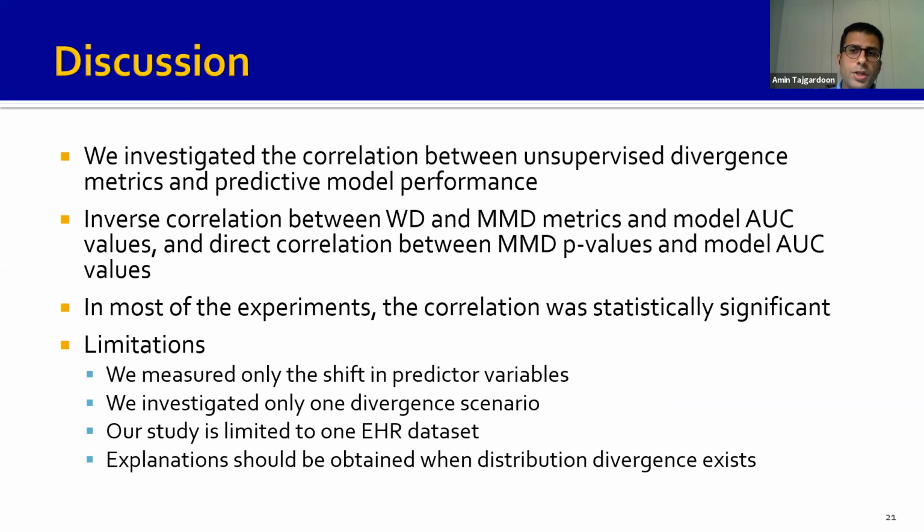There are several limitations to this study. First, we measured divergence only across marginal distribution of predictor variables. Unsupervised divergence metrics are likely to fail when changes occur in the distribution of labels. We plan to extend our investigation to other types of data sets here. The second limitation was that we investigated only one divergence scenario across hospitals. Another scenario that we plan to examine is over-time divergence at the same hospital. Third, our study was limited to data from only one hospital system. In the future, we plan to include EHR data from other hospital systems.